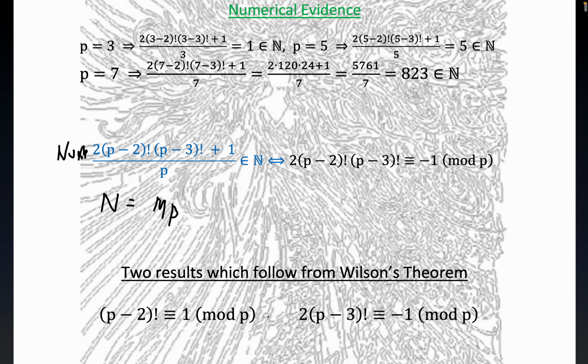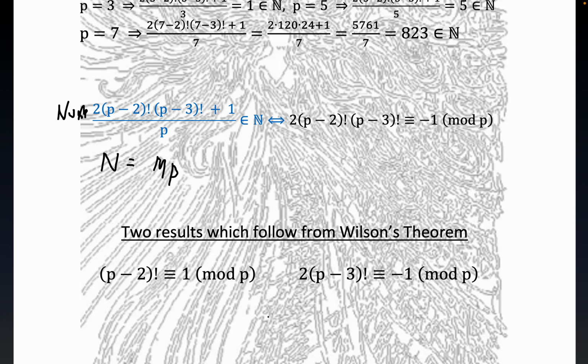So let's move on down. Now here's the crux of it right here. There are two results that follow from Wilson's theorem, and you guys may have seen this. You can re-express what Wilson's theorem says and rewrite it like this: p minus 1 times the result right above, which is p minus 2 factorial.